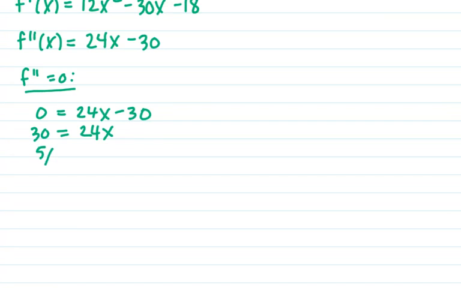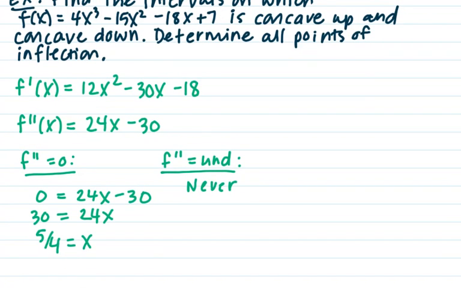But first, let's go ahead and solve this. 5/4 equals x. And then we look at the potential for it to be undefined. And of course, since this one's a polynomial, that's not really an issue for us. All right, so it looks like we have one point for our number line.